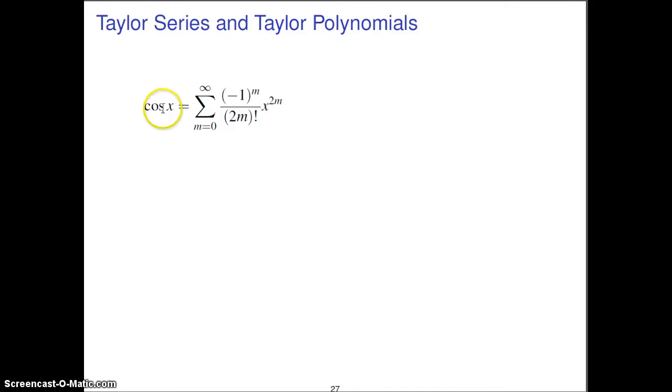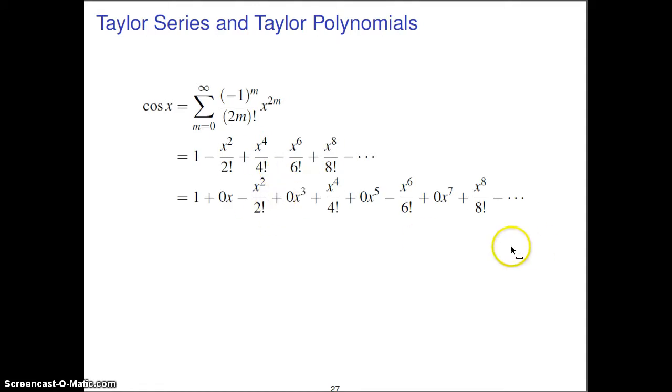And coming back, so here is the Taylor series representation for cosine of x. And let's talk about Taylor polynomials again. So here are the terms of this power series written out. This is when m is 0, this is when m is 1, this is when m is 2, and so on. But it will help, again, as before, to write out all the terms, including those with 0 coefficient, so you get something like this.